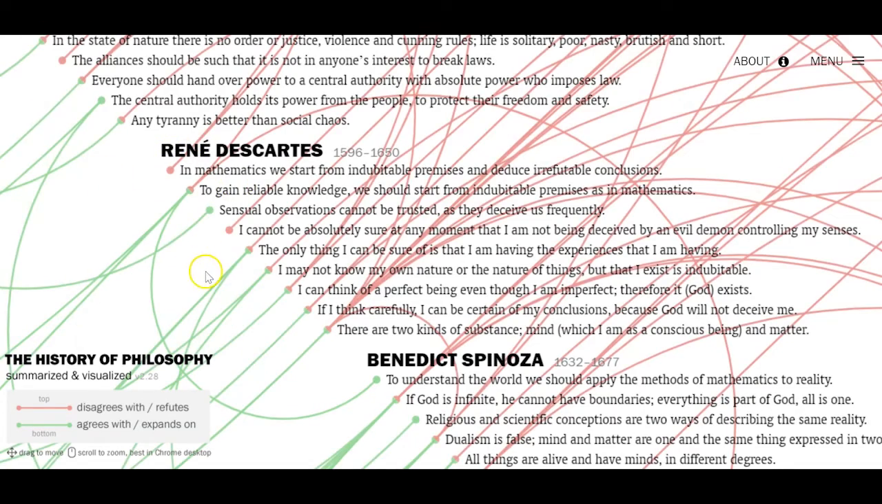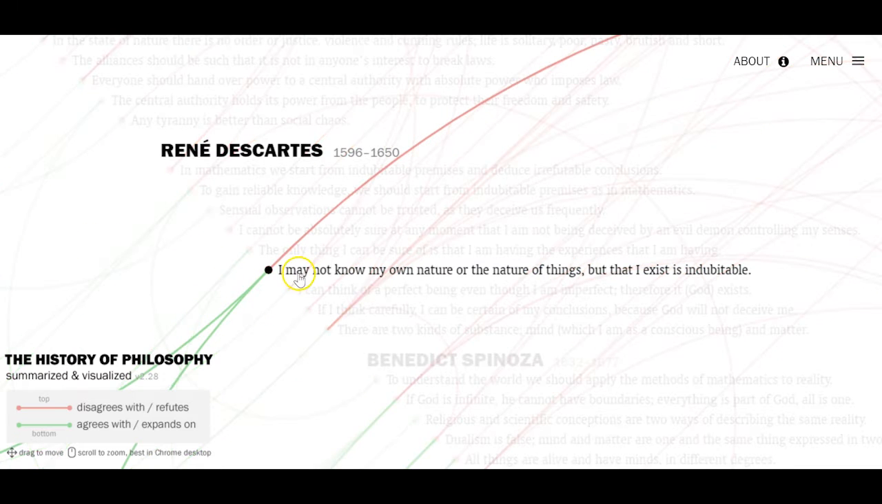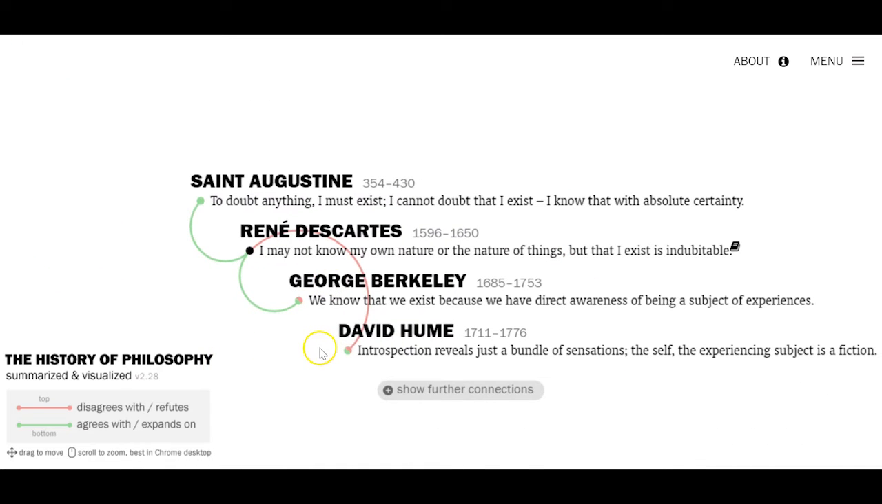Let's take a look at another doctrine. I may not know my own nature or the nature of things, but that I exist is indubitable. We click on it. We find agreement and disagreement, an agreement with St. Augustine, who held to doubt anything I must exist, and with Descartes' successor, George Berkeley. We know that we exist because we have direct awareness of our being, a subject of experiences, and a red line disagreement with David Hume, who held that introspection reveals just a bundle of sensations. The self as an experiencing subject is a fiction.